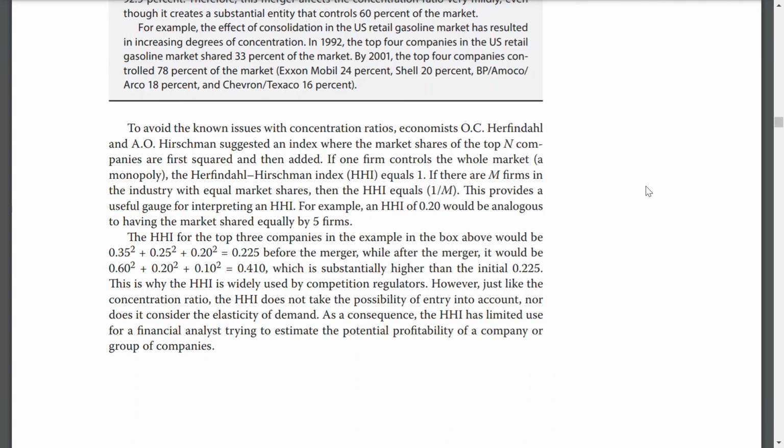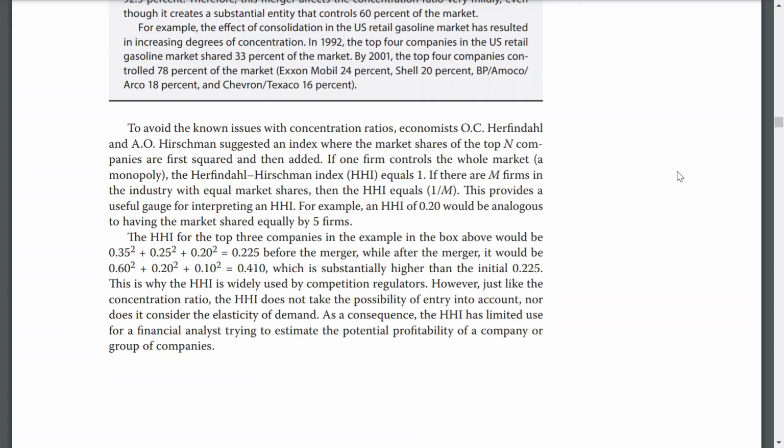If there are M firms in the industry with equal market shares, the HHI is equal to 1 divided by M. This provides a useful gauge for interpreting the HHI. For example, an index of 0.2 is analogous to having the market shared equally by 5 firms. The HHI of the top 3 companies in the example of the box above would be 0.225. This is why the HHI is widely used by competition regulators.